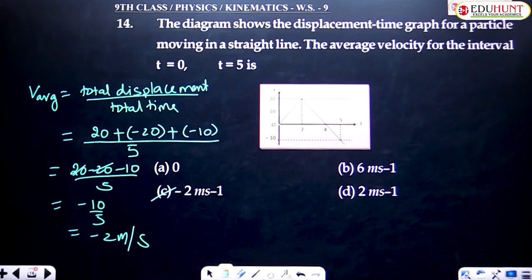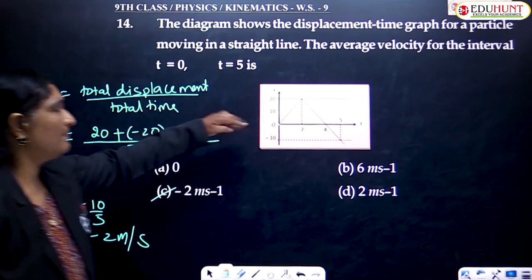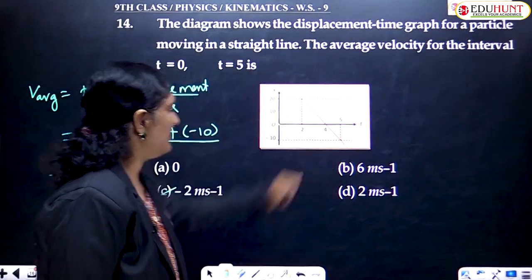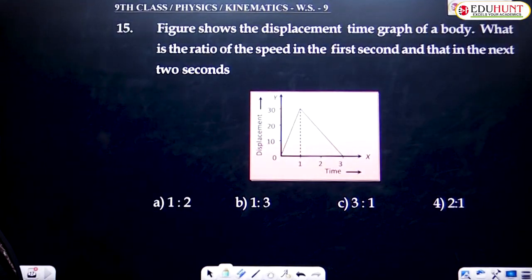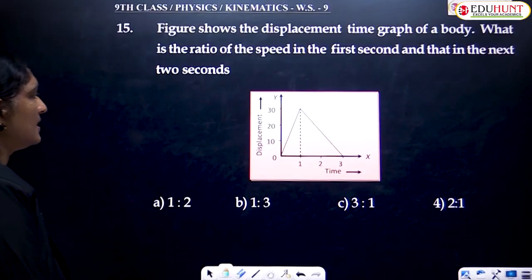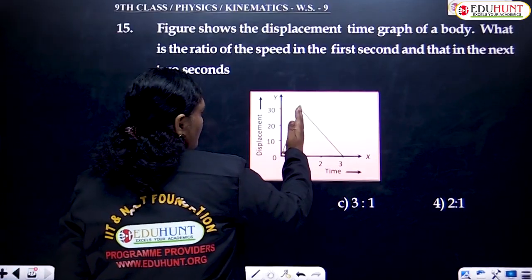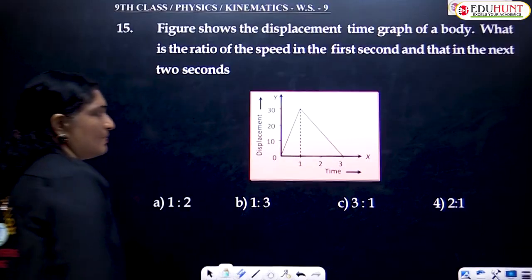Option C. Okay. Clear? Total displacement by total time. Positive slope, negative slope and again negative slope. Next, last question, the 15th question. The figure shows the displacement-time graph of a body. What is the ratio of the speed in the first second and that in the next 2 seconds? First second displacement is here and the next 2 seconds displacement is here.